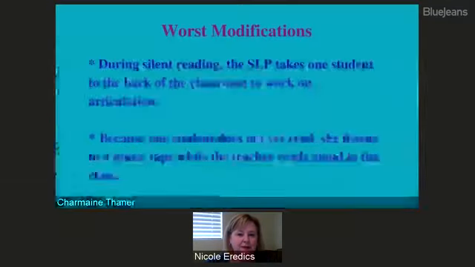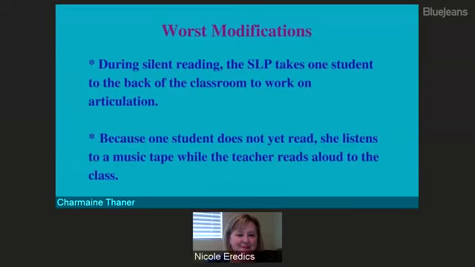Right, right. And like you said, I think as we all learn more, we can do better. So what I'm hoping to do with these non-examples of modifications is to help parents, if this is happening in their child's classroom, know what they could suggest that the teacher try instead. So I'm really appreciating your insights. We have a couple more here. This one is, during silent reading, the speech language pathologist takes one student to the back of the classroom to work on articulation.